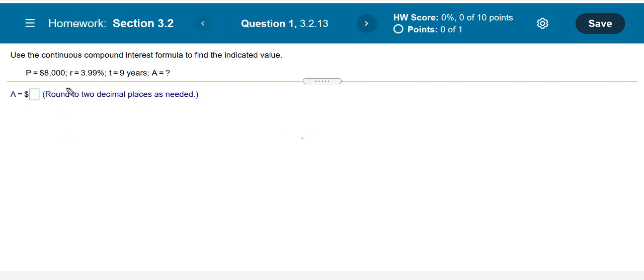Throughout the section 3.2 homework, you want to be sure and pay careful attention to the blue writing next to the answer box, because many times they are particular about how you do your rounding off.